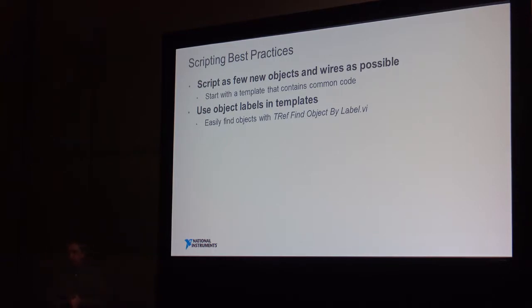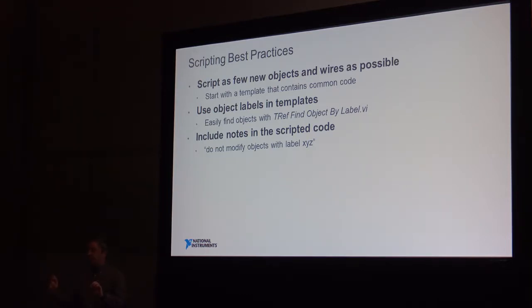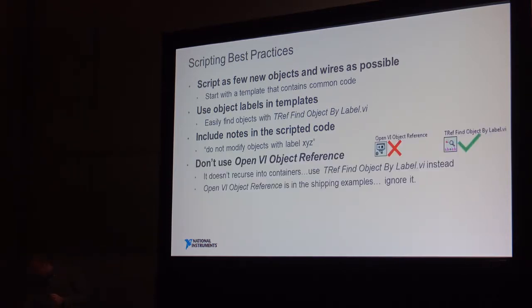If you're using templates, which hopefully you are, TREF Find Object By Label is a great tool to say, hey, give me that object, give me that object, give me that object, when you have things in your templates that are already labeled. If you're generating code that end users are going to see, it's really handy to have a note that just says, don't mess with the objects that have this label, because obviously if they do, then your scripting code's probably not going to work if you have to go and script in there again.